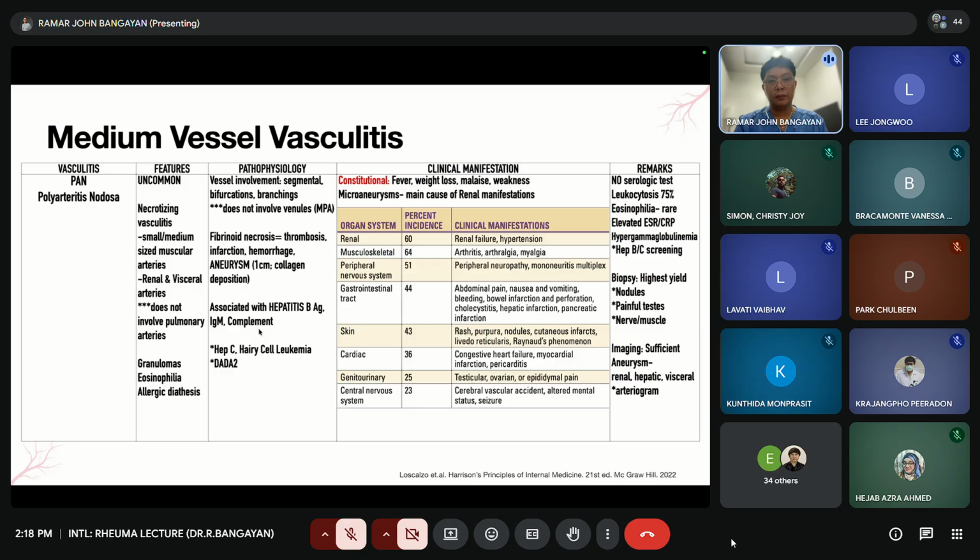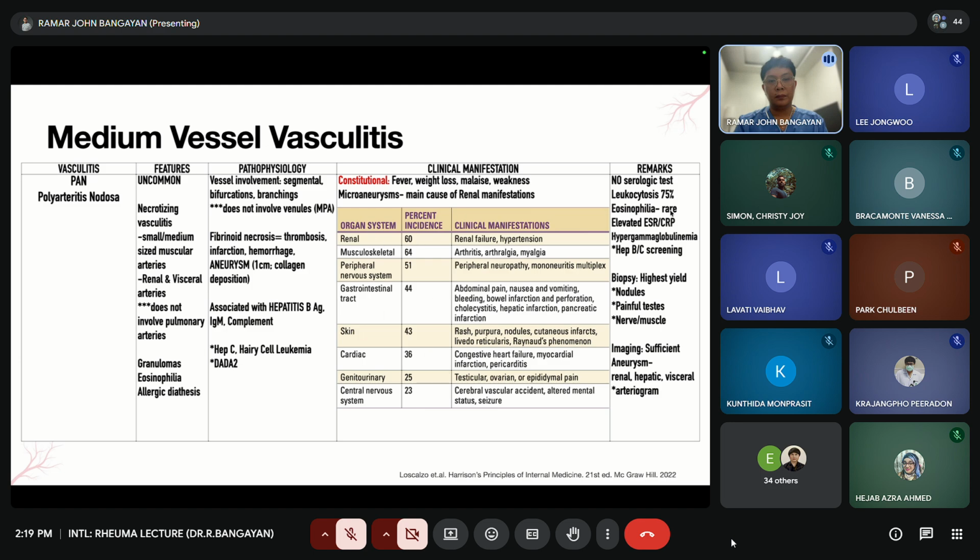So that's your PAN. For hepatitis C, it's your cryoglobulinemic vasculitis. That's why if you are presented with palpable purpura, you always request for hepatitis profile. Okay? So the most common involvement, as you can see here, is still musculoskeletal and renal, and you do not see pulmonary involvement.